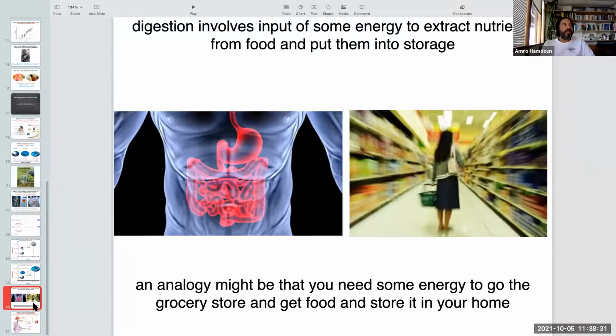And in the reading, in the paper, he basically uses that analogy. He says digestion involves some input of energy to extract nutrients from food and put them into storage. And the analogy he gives is, like if you buy food, you go to the store and you go get it, and that's an energy dependent process. So he points out that you can think of it that way.